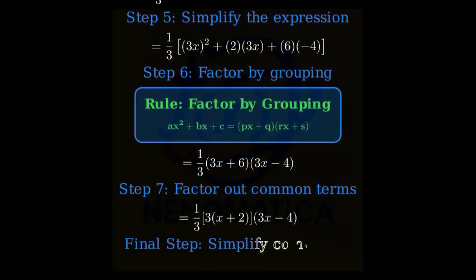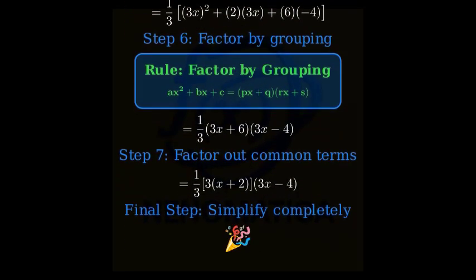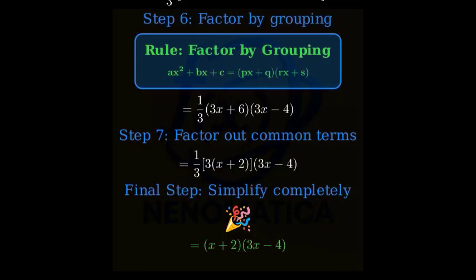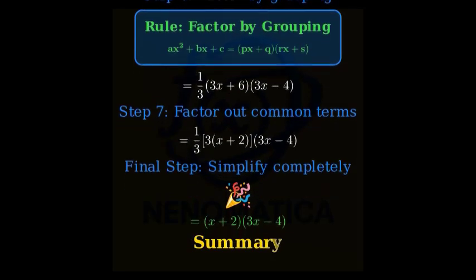Final step. Now we can simplify the expression completely: the 1/3 and the first 3 cancel out, giving us x plus 2 times 3x minus 4. So the factored form of our original expression, 3x squared plus 2x minus 8, is x plus 2 times 3x minus 4. Let's summarize what we've learned.